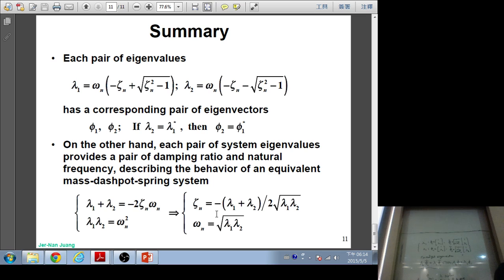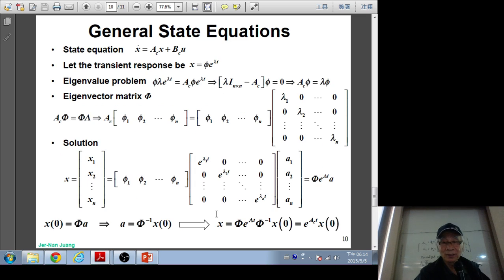No? Okay, now let's go back to the last page. Let me explain to you how this Φ multiplied by e^(Λt) times Φ transpose x0 comes about. Do you agree that I can write my x equal to Φ e^(Λt) times a, where a is Φ inverse x0, right? Any questions?